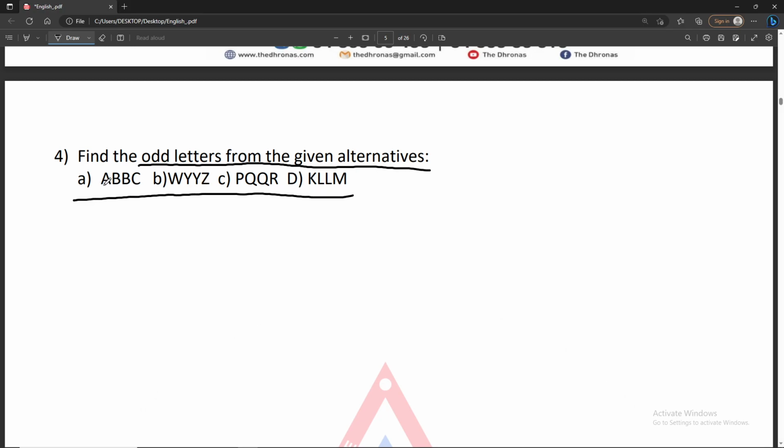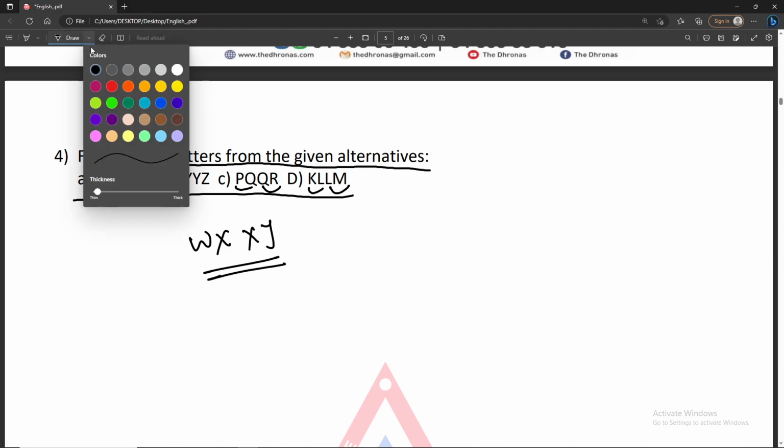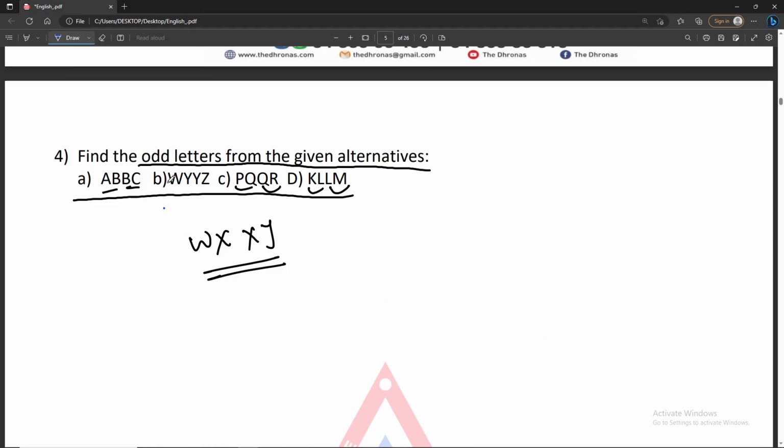So you can see A, B, B, C. That means A, B and B, C. Here you can see P, Q, Q, R. Here you can see K, L, L, M. But after W, it should be W, X, X, Y. But here it is given W, Y, Y, Z. So option B is the odd one. So B is the answer.